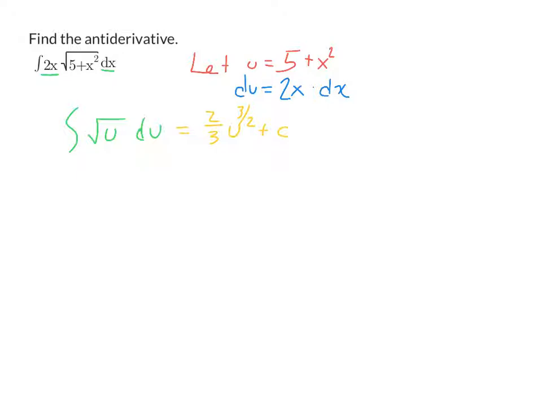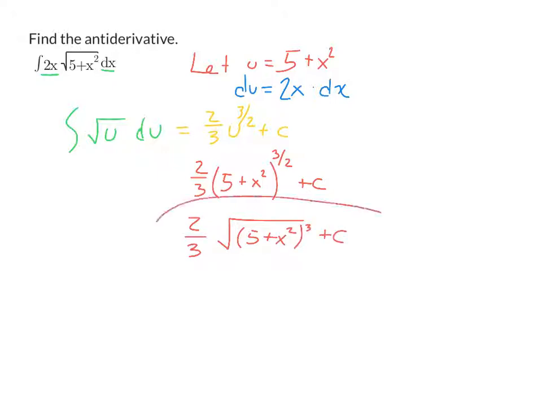But I didn't start with u, so let me go back and replace that. Instead of u, it was 5 plus x squared, so we have 2/3 times 5 plus x squared to the 3/2 plus c. Or I can write it as 2/3 times the square root of 5 plus x squared cubed plus c. Either way is fine, but this is the antiderivative of 2x times the square root of 5 plus x squared dx.